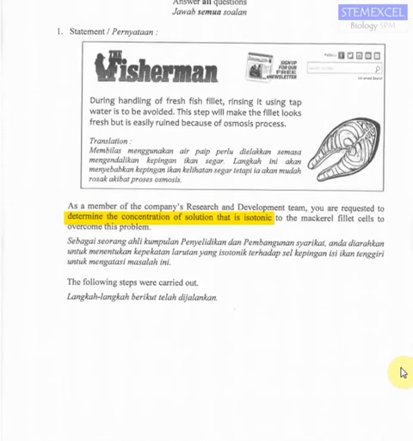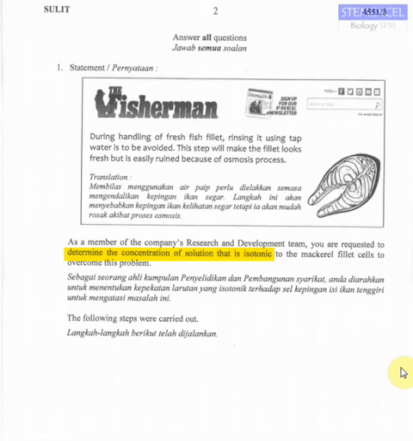So normally in the first question you will be given a statement or a diagram, and then you will be asked in many subsections various types of questions. So here we have a statement talking about a fresh fish fillet, and by rinsing it with tap water it will cause a lot of problems because of this osmosis process. However, the most important thing that you should focus your attention on is usually at the lower part here.